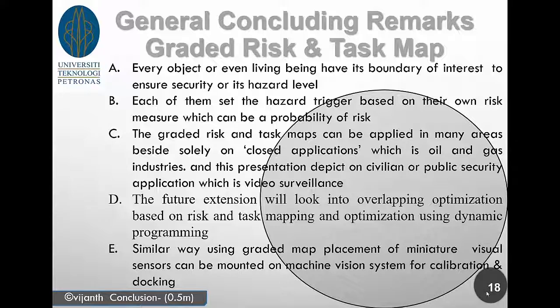A similar way of graded map placement of miniature visual sensors can be applied for any machine vision application, or for small calibration, or even for docking. So you can just have a different risk map and make sure you dock properly and are able to calibrate in a proper manner.